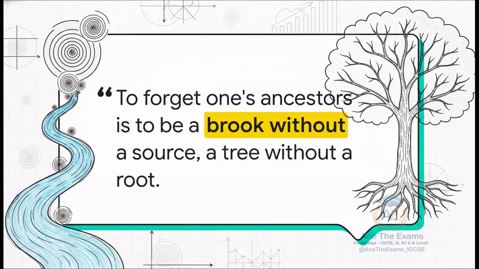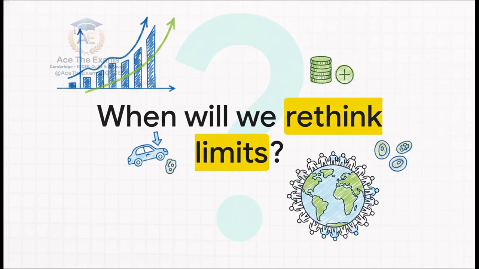Which actually brings us full circle to a beautiful proverb from the beginning of our source text regarding the ancestor problem. To forget one's ancestors is to be a brook without a source, a tree without a root. When we look back at our roots, mathematically speaking, the numbers absolutely explode. But as the text points out, those massive billions of ancestors couldn't have all been different people. Our family trees intersect and loop back on themselves, proving that exponential growth in reality always eventually collides with real-world limits. So, I want to leave you with this final provocative thought.